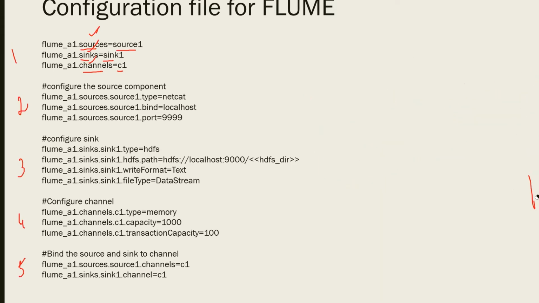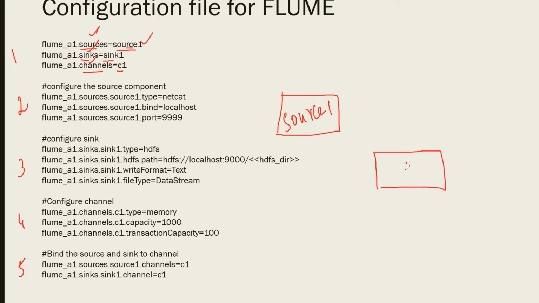Okay, fine. Now, first line, simple. I'm going to provide a name for my source. In my case, I'm going to have just one single source, so I'm calling my sources source 1. Similarly, I have a channel and I'm naming it C. And I have a sink, and the name of my sink is going to be sink 1. Now, how are the records going to be pushed in this pattern? By seeing the first three lines, you can imagine the picture and the names.